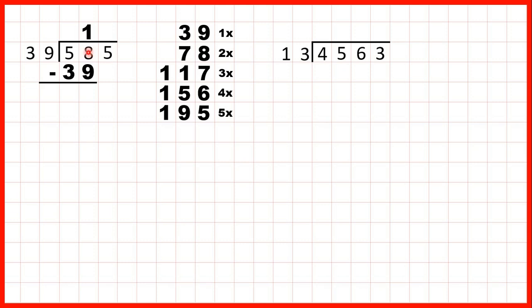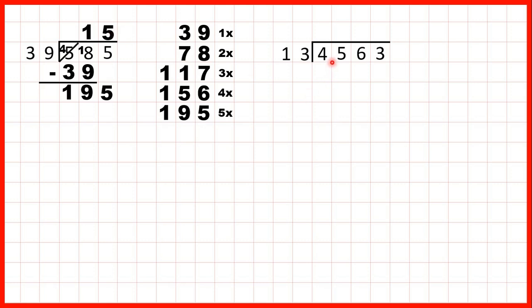Now we need to subtract and bring down. We can't do 8 minus 9, go to the left, 1 less, 1 in front. 18 minus 9 is 9, 4 minus 3 is 1, and we can bring down the 5, so we have 195 divided by 39. We can see that that's exactly 5 times 39, so we know that 5 must be the last digit of our answer.